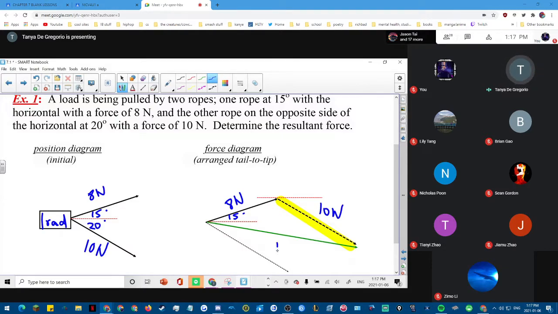And this is my resultant. Does everyone see that? Okay, so placing the vectors from tip to tail, and there's my resultant. Well, I need to solve for R. Do I have enough information to solve for R?